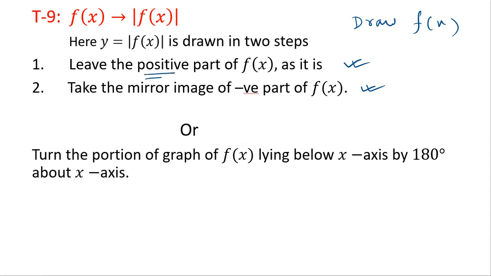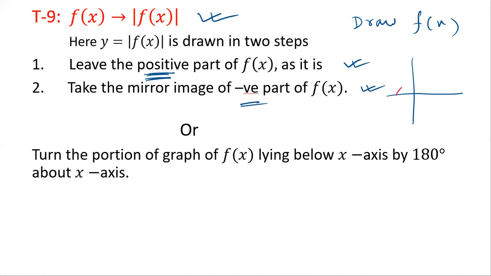You should take the positive part and keep it the same as it is. That means leave the positive part of f of x as it is and take the mirror image of the negative part. That means if this is the graph of f of x, what you have to do to draw mod of f of x? You should keep the same part.